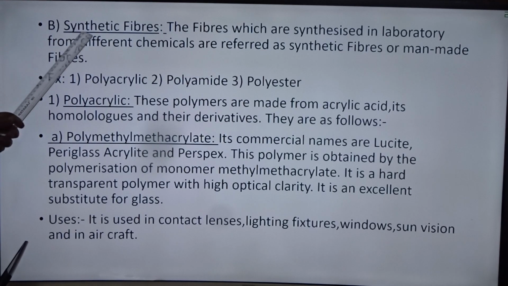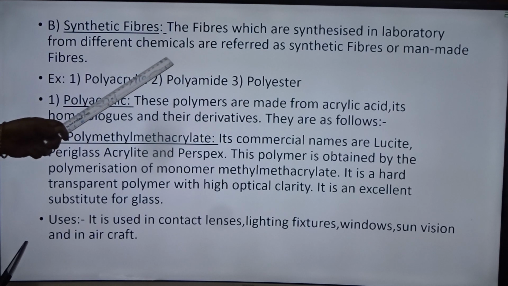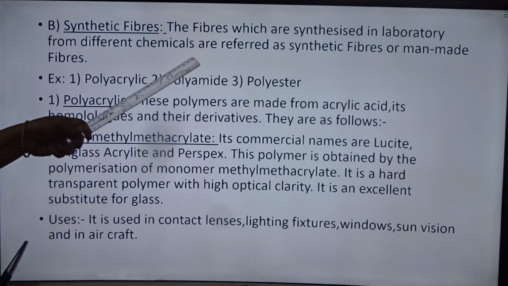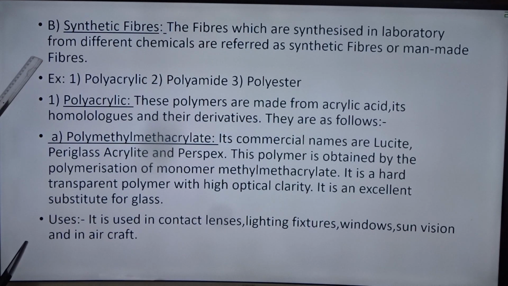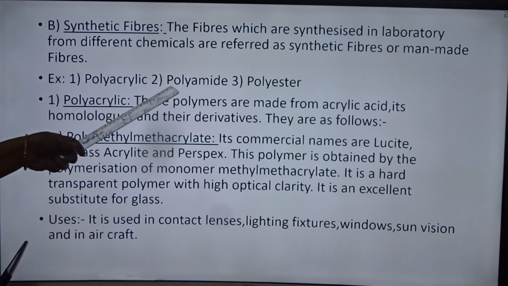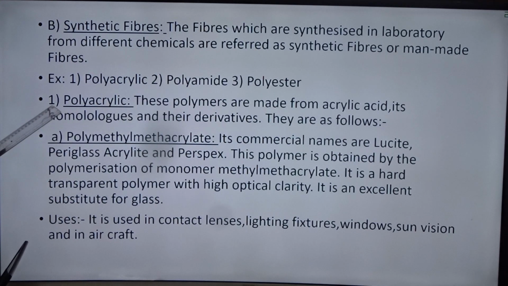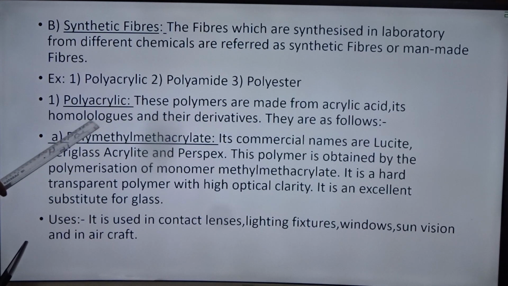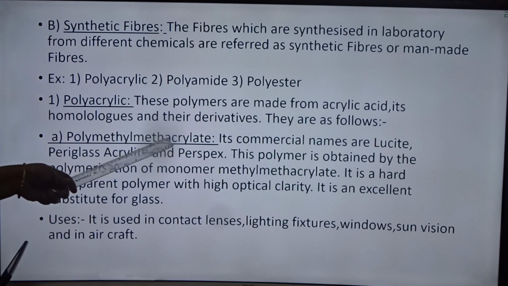Next, synthetic fibers. The fibers which are synthesized in the laboratory from different chemicals are referred to as synthetic fibers or man-made fibers. Examples: polyacrylic fibers, polyamide fibers and polyester fibers. Polyacrylic polymers are made from acrylic acids, their homologues and their derivatives. They are as follows. First one is polymethyl methacrylate.